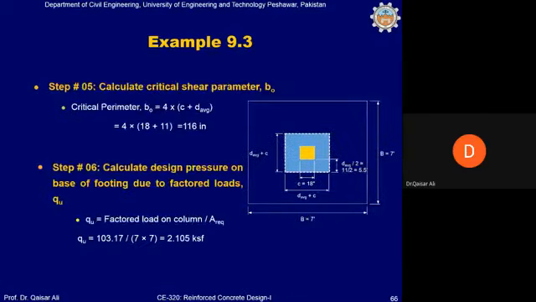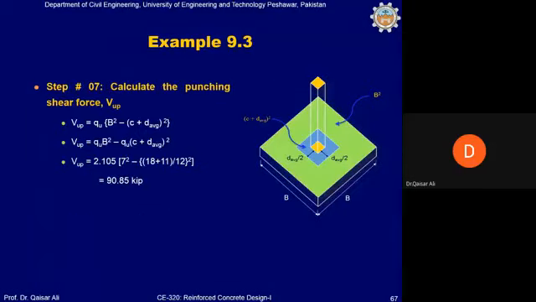Okay. Then B naught can be calculated by 4 into C plus D average. C is given to us, D is already there, so we have 116 inch B naught. QU, which is the factored load on the column, can be now calculated by 103.17 divided by the area of the footing. 2.105 per square foot is the upward pressure. VUP can be calculated now from the equation QU times B square. This gives us a 90.85 kip VUP.